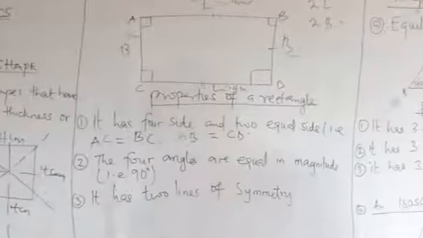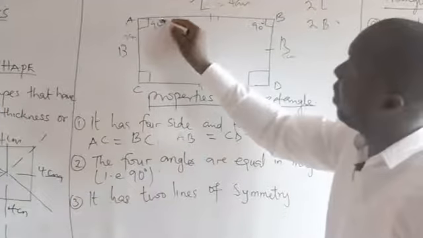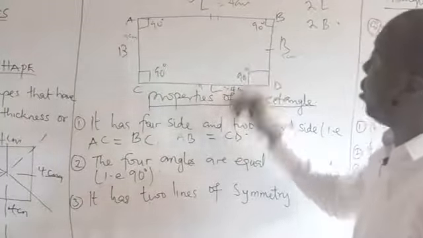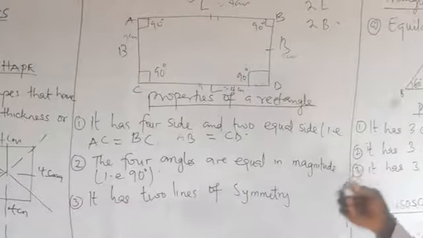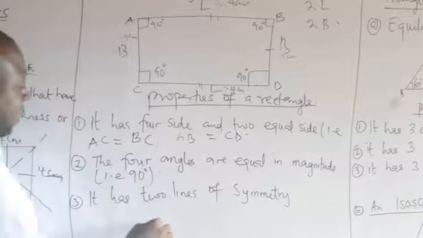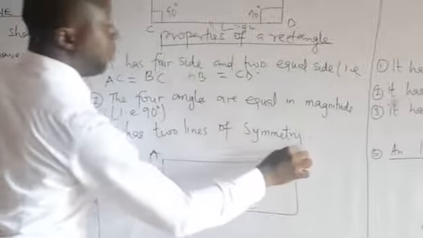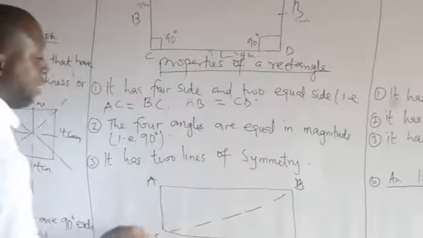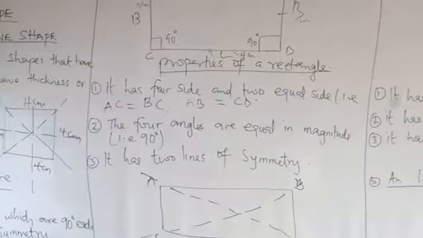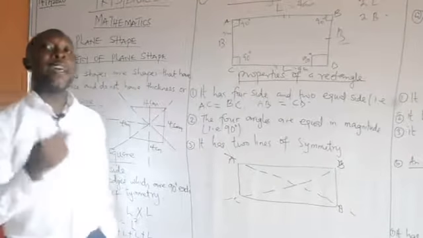In a rectangle, the four angles are equal in magnitude. That is, each is 90 degrees. Remember that angles are measured in degrees. So, it also has two lines of symmetry. What did I mean by it has two lines of symmetry? This is the diagram of a rectangle. This is the first line of symmetry, and this is the second line of symmetry. So, a rectangle has two lines of symmetry.